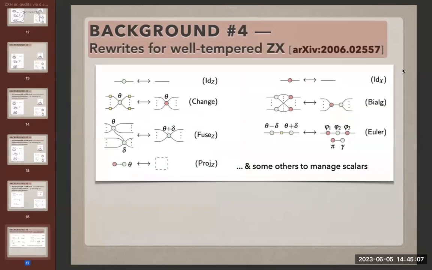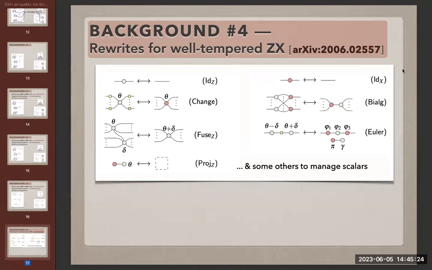Okay, so under these semantics, we get rewrite rules such as these. So here's a sampling of the rewrite rules for the well-tempered ZX calculus. That is to say, the ZX calculus with well-tempered semantics. You can see the only one that involves any scalar at all is the so-called Euler rule.